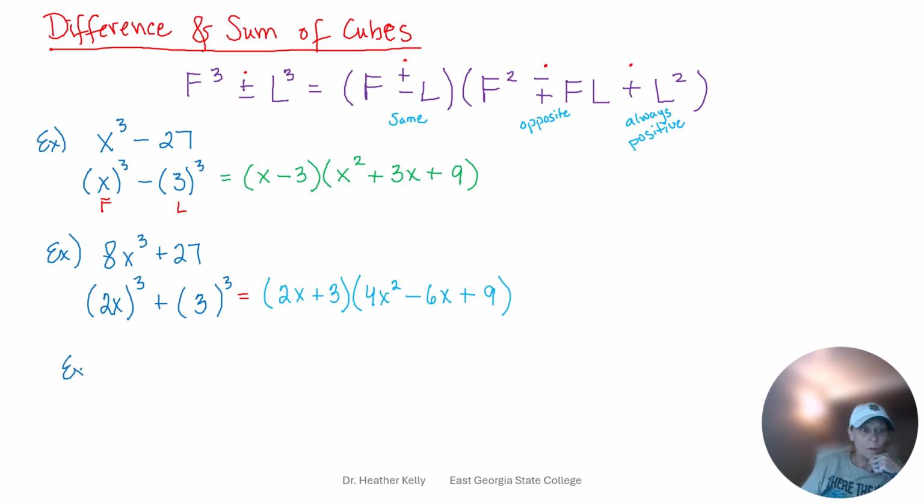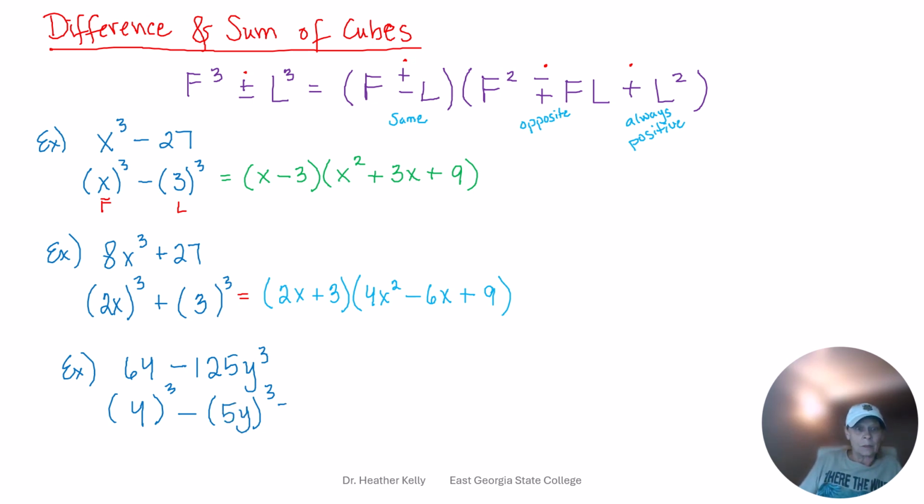Okay, let me do one more here. 64 minus 125y cubed. Now, you're not going to change the order of this. You're going to run this problem in the same order it's given to you. If you need to change the order, you can do it later after it's in factored form. Let's see what we've got here. So we have 4 cubed and 5y cubed. So this is going to give us, let's do it.